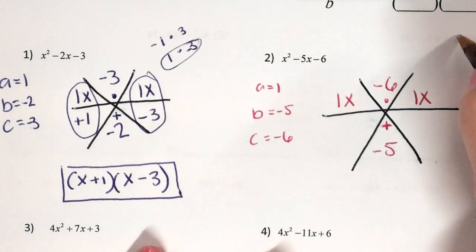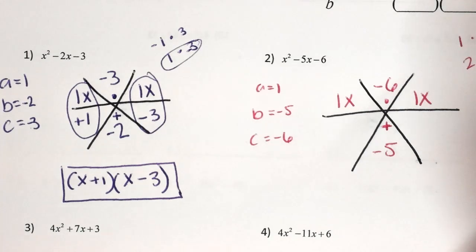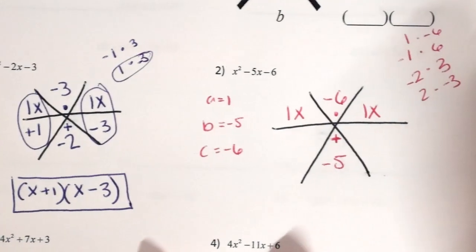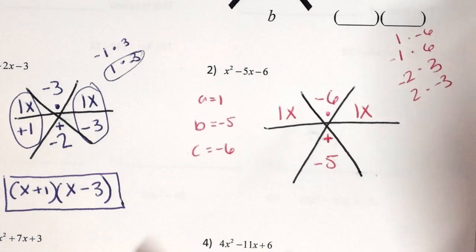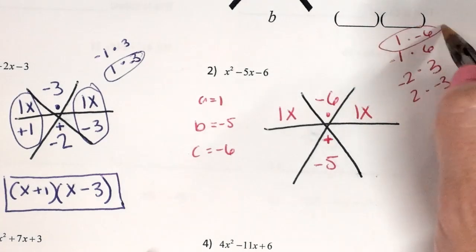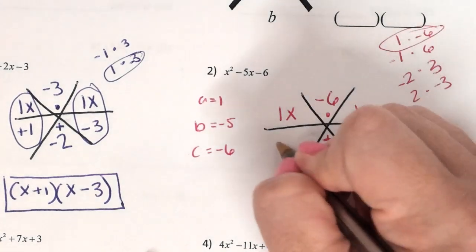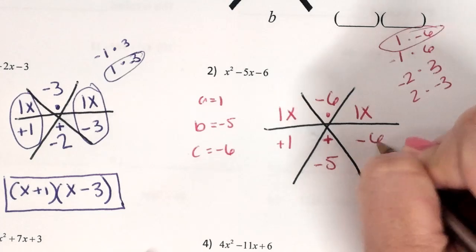So you can list out your factors. 1 times 6 or 2 times 3. But it's -6, so one of these has to be negative. So which one would add to -5? Oops, sorry, it might help if you could see. Yeah, the 1 and the -6. So +1, -6.